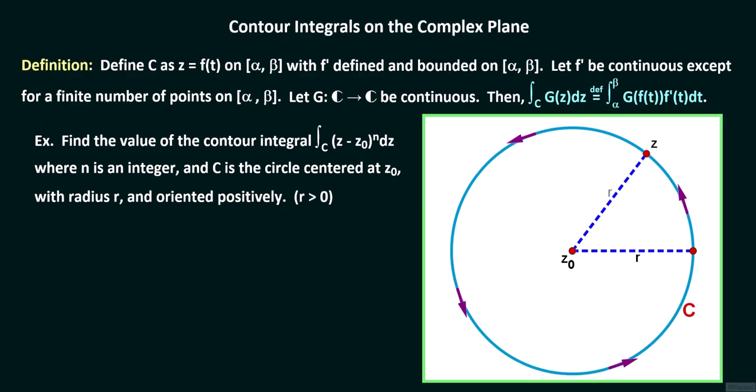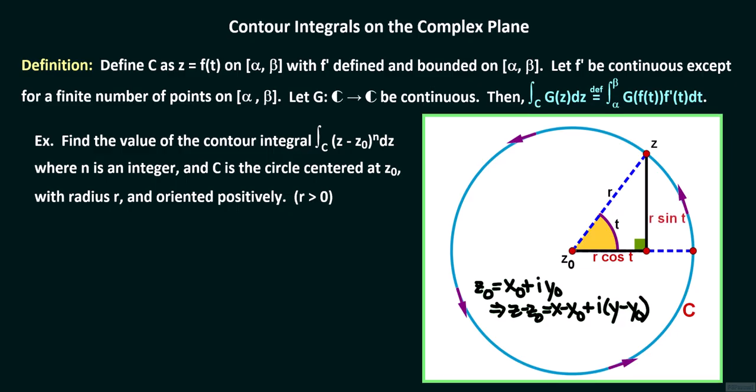Let z be a point on the circle. If the real part of z sub 0 is x sub 0 and its imaginary part is y sub 0, then z minus z sub 0 equals x minus x sub 0 plus i times the quantity y minus y sub 0. X minus x sub 0 is equal to r times cosine t, where t is an argument of z minus z sub 0. Y minus y sub 0 equals r times sine t. So z minus z sub 0 equals r times cosine t plus i times r times sine t, or r times e raised to the power i times t.